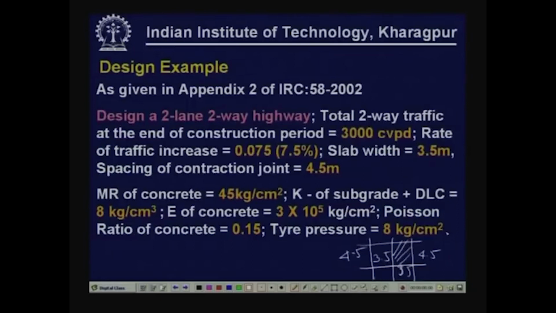Modulus of rupture of concrete, that is the tensile strength of concrete, is 45 kg per centimeter square. These are all inputs that we need for design. K of subgrade plus DLC, there is a combined subgrade plus DLC combination. The combined value is taken as 8 kg per centimeter cube. Modulus value of concrete is 3 into 10 to the power of 5 kg per centimeter square. Poisson ratio value of concrete is 0.15. Tire pressure is taken as 8 kg per centimeter square.